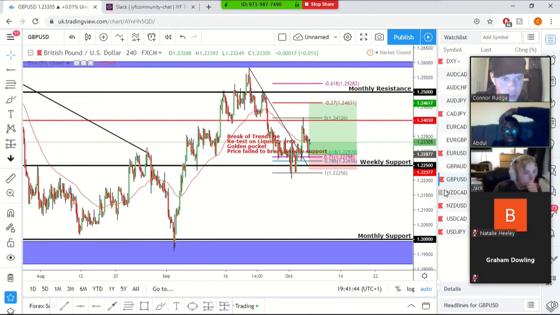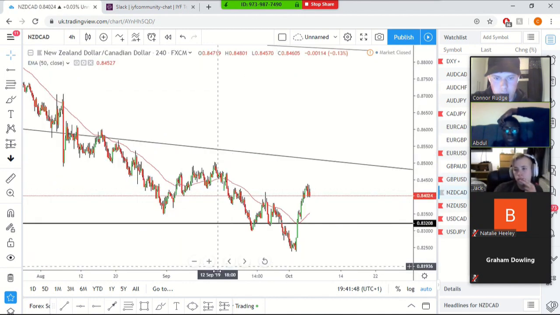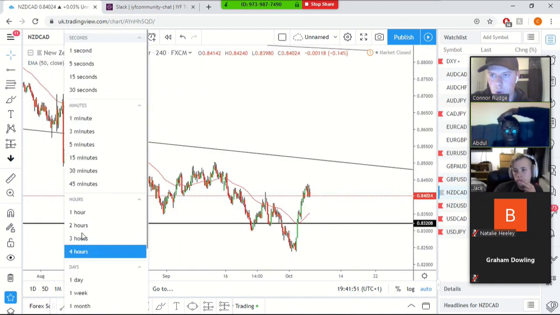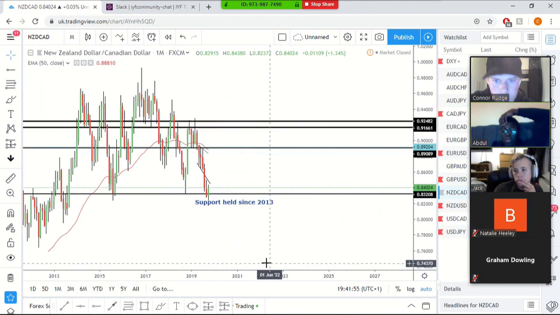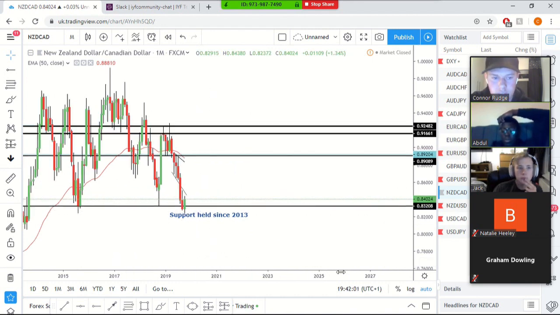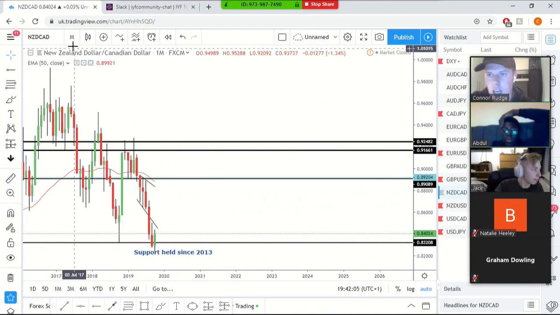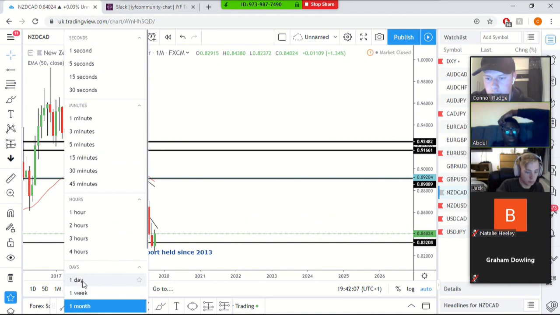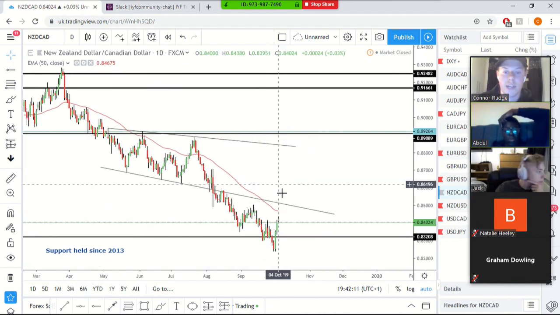So now we're going to move on to NZD CAD. With this pair, it's just the same as before, at a very, very low level in terms of support held since 2013. I actually called this one last week, but there wasn't too much there apart from this significant support level. You can see we have flaked out, come back in, and now what I'm looking for is for us to get back into this trend.